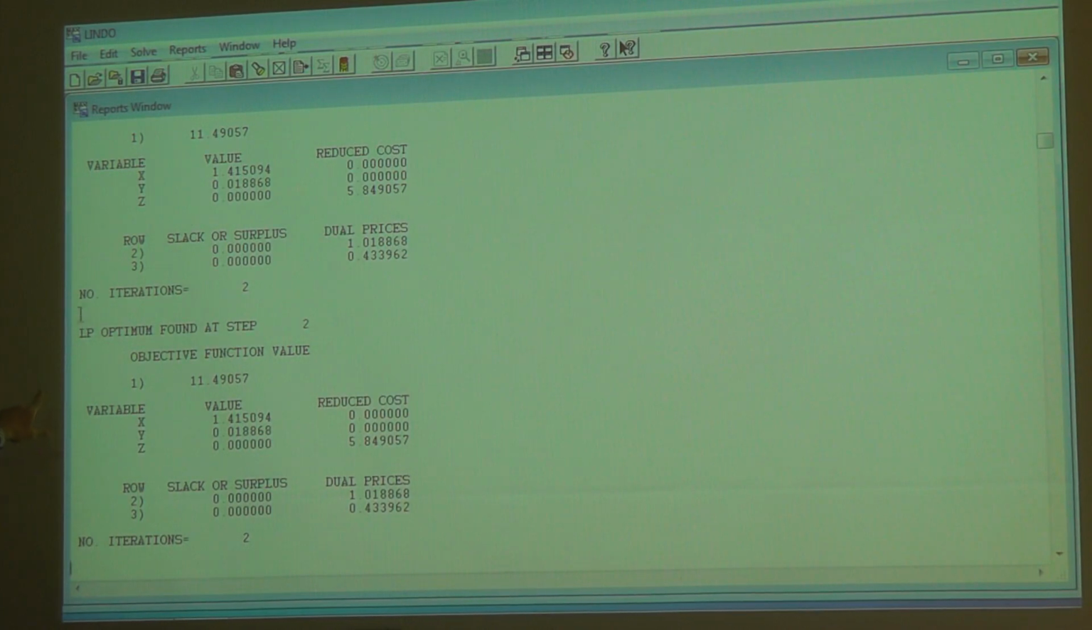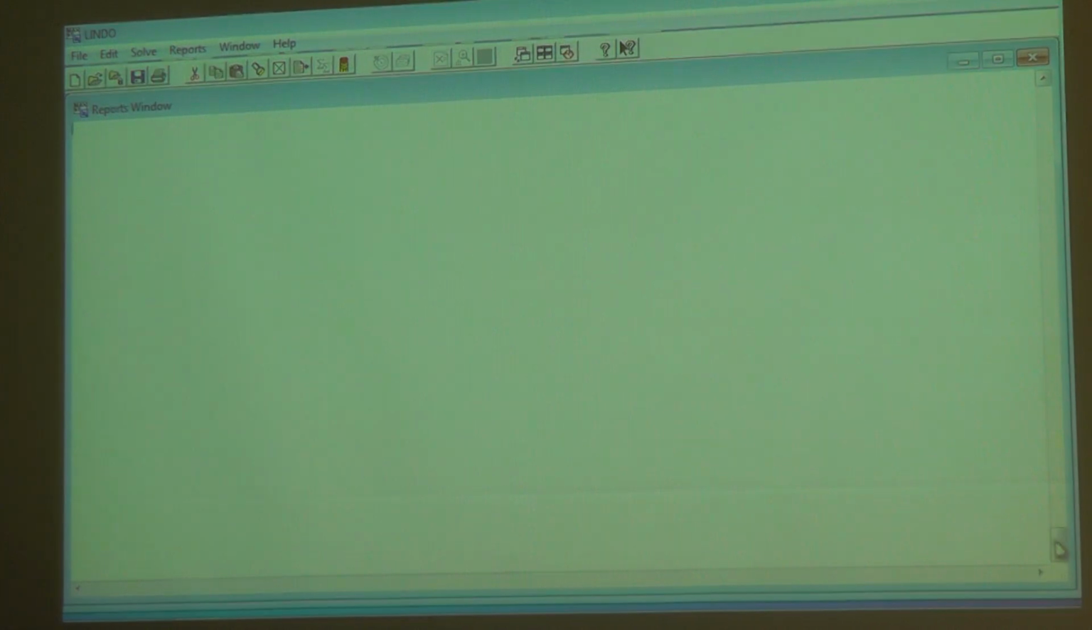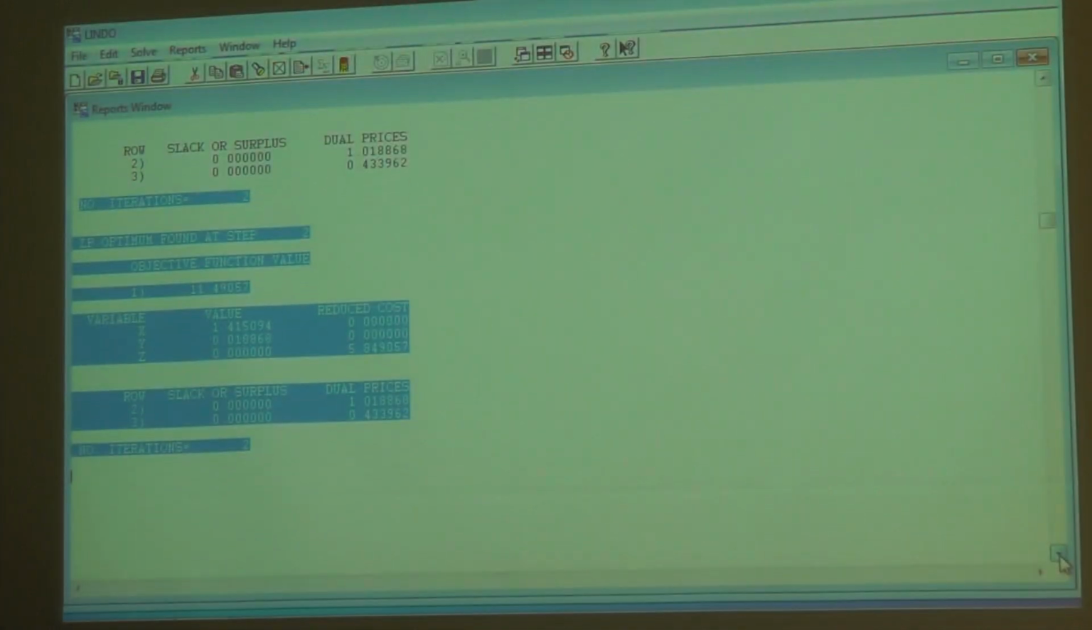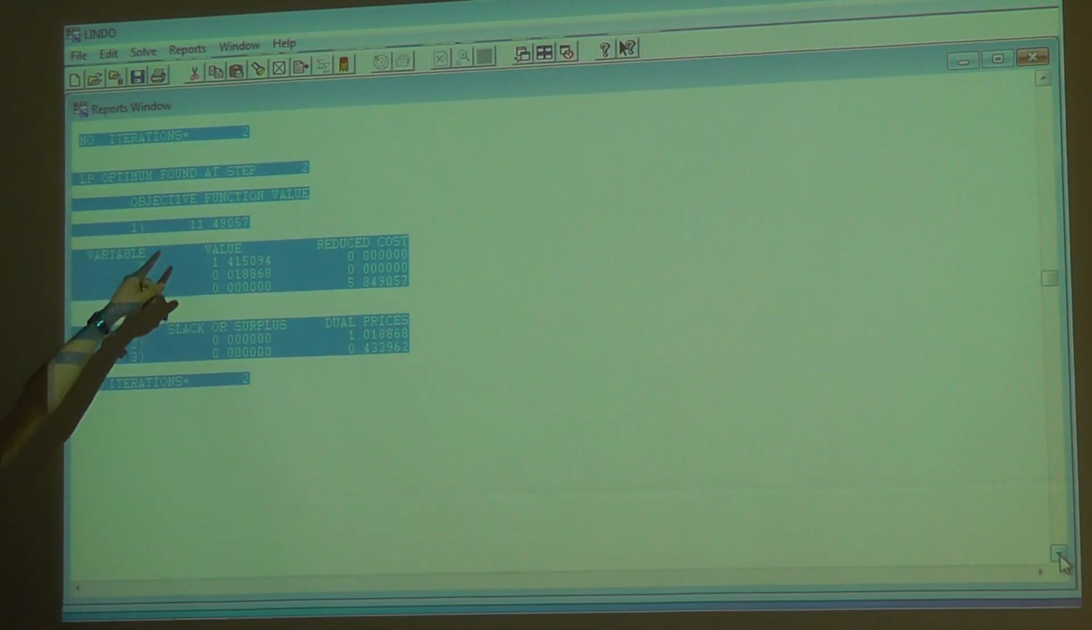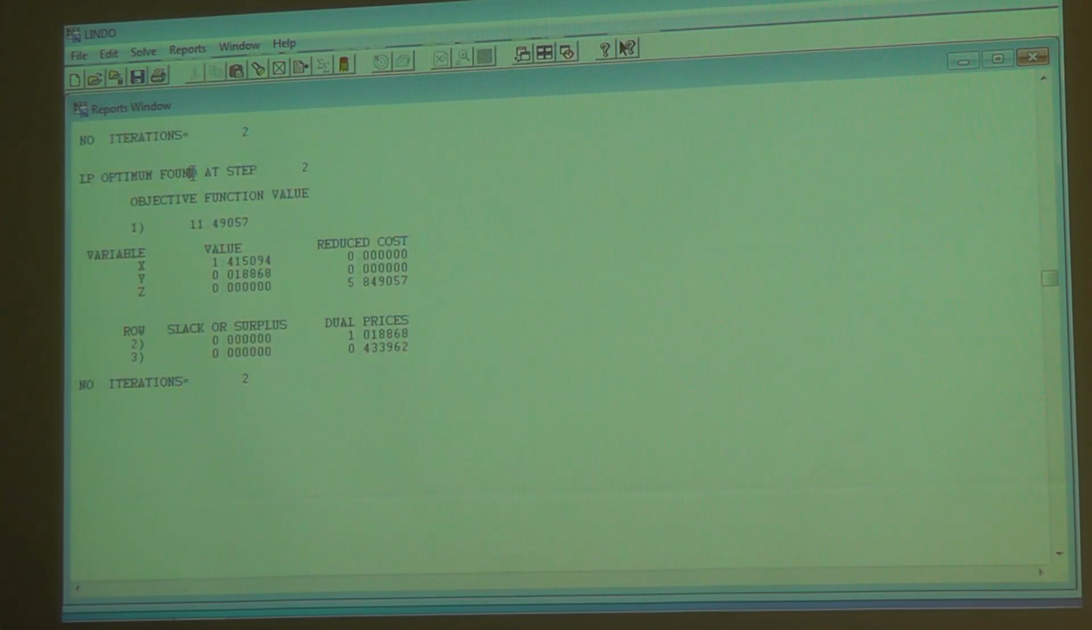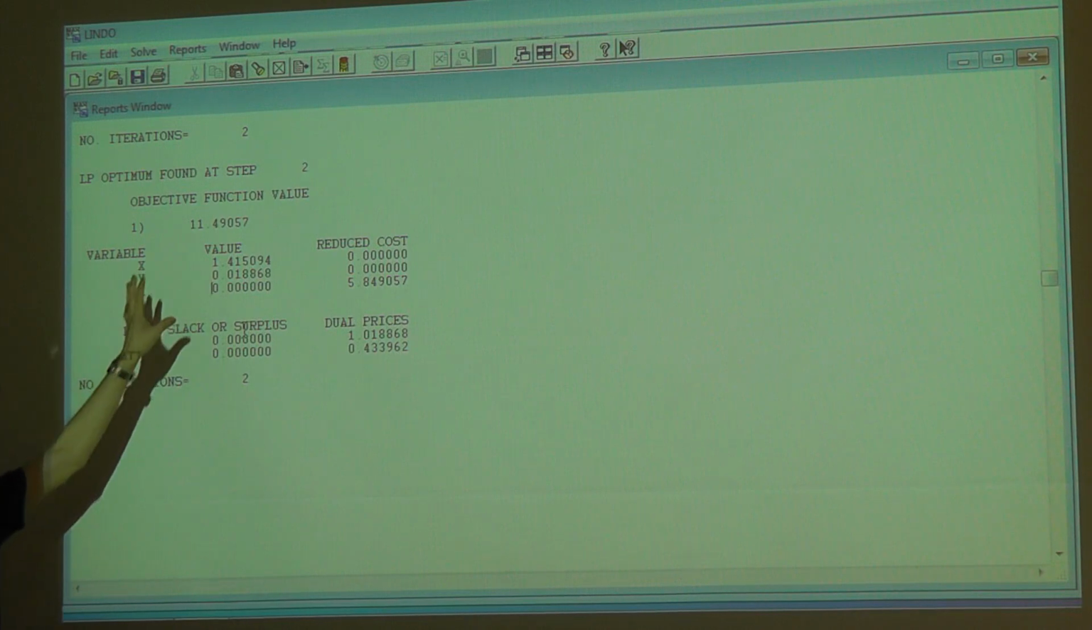The output starts here. What was before was output from the previous one. So here's the output. Number of iterations is 2. The linear programming optimum was found, which means the problem is bounded, and the objective function is 11.49, and the values for x, y, and z are such and such. So 1.41, 0.01, some very small number, and z happens to be 0. So it does solve the problem.